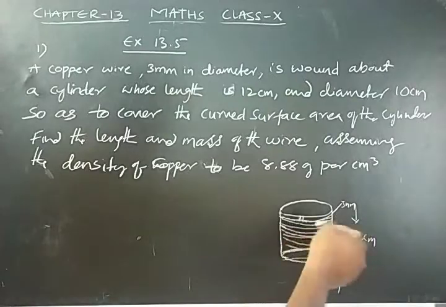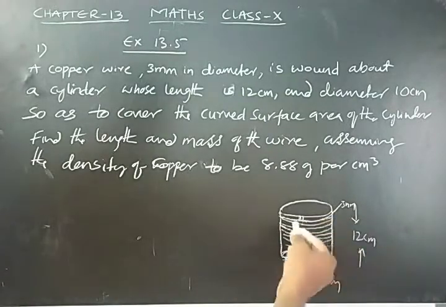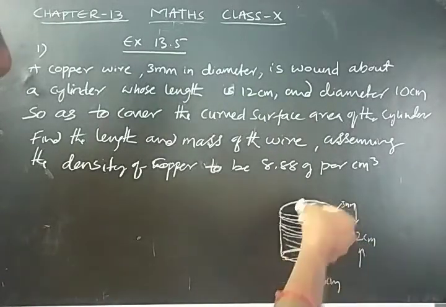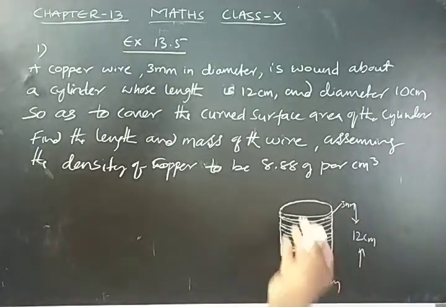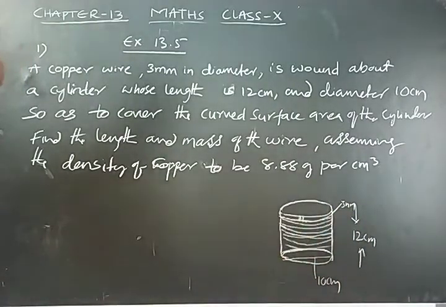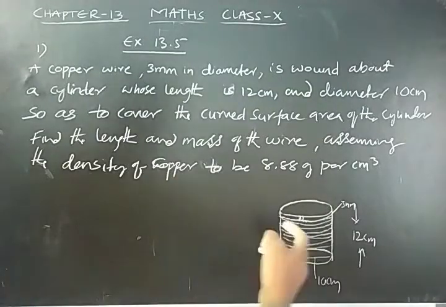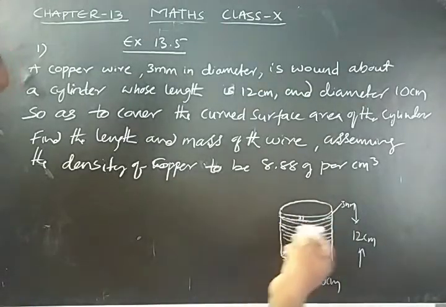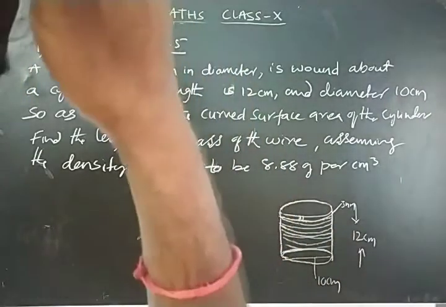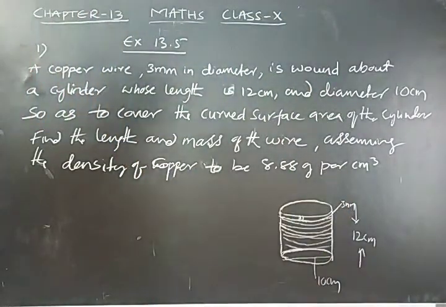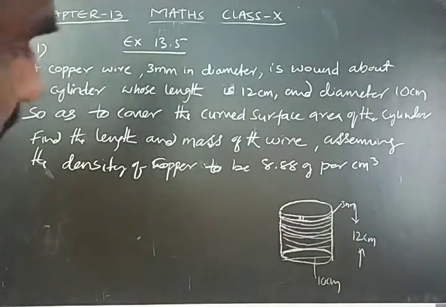We have to find the required length of the copper wire which is wound about the cylinder, and we need the density of the copper, which is given as 8.8 per centimeter cube. So we have to find the length of this wire, which is required to wind about the cylinder, as well as we need the density of this copper, right? So according to the question, I have drawn the figure.